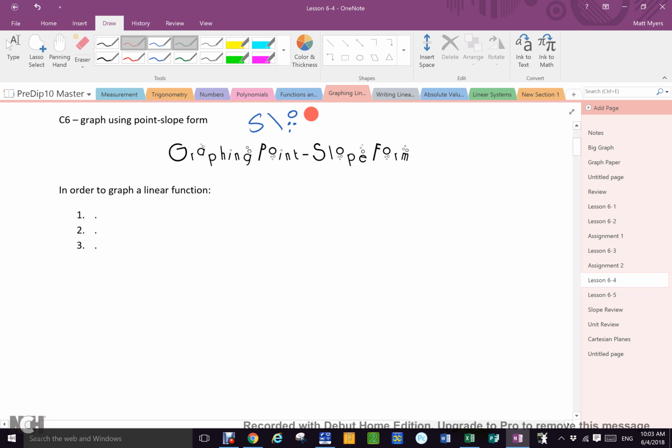What is that? That's not human writing. Sorry, oh, I see you. A lot of textbooks write it as slope point form because you're used to saying slope intercept form. They're the same thing. Okay? Everybody good? All right.